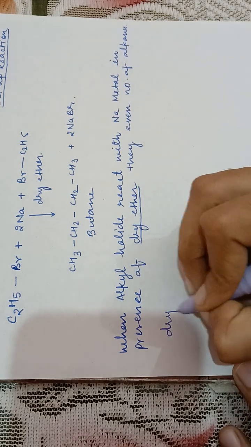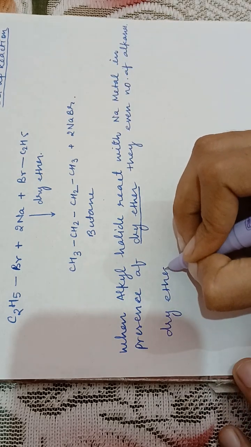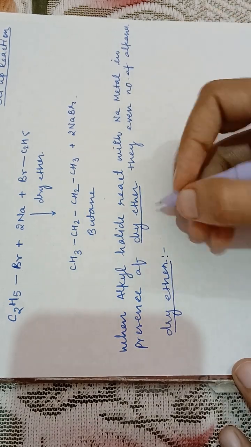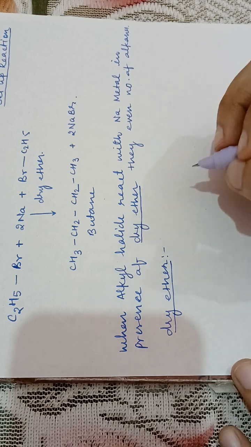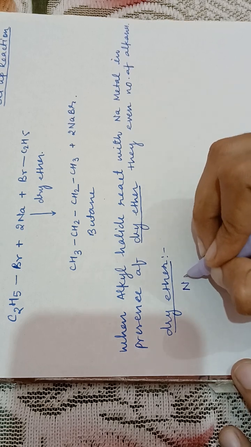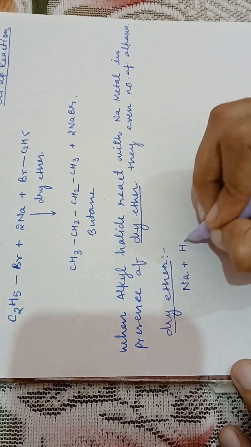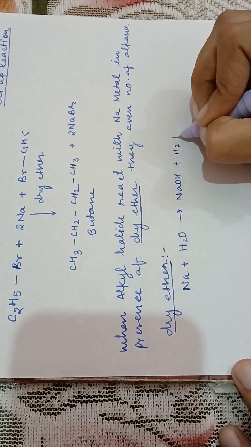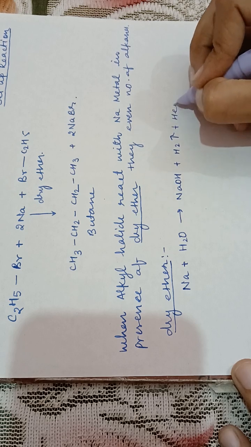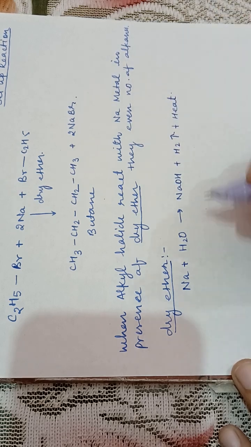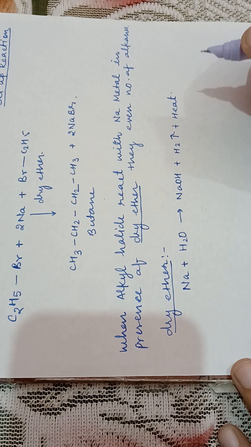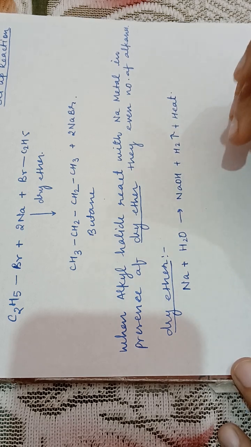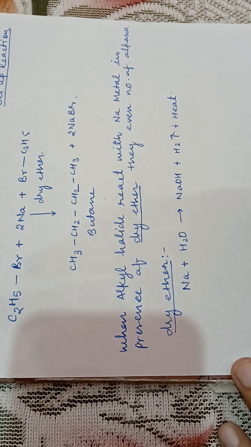Dry ether means there is no moisture, because sodium is a highly reactive metal. When sodium reacts with water, it forms sodium hydroxide and releases hydrogen gas plus heat. If we do this reaction in presence of water, sodium reacts with water and makes sodium hydroxide. That is why we are using dry ether. So I hope you understand this Wurtz reaction.